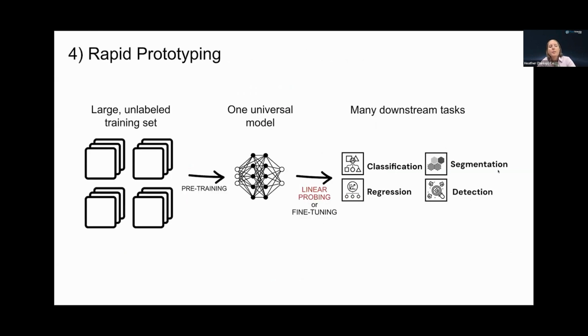The fourth reason you might choose to use a foundation model is for rapid prototyping. So if you already have this foundation model trained and it knows how to represent the type of data you're working with, you could fine tune it, or you could just keep it frozen and use the embeddings to train a simple linear model for classification or regression or whatever task you're working on. That enables you to get up and running and get your model going much quicker than if you're training something from scratch.